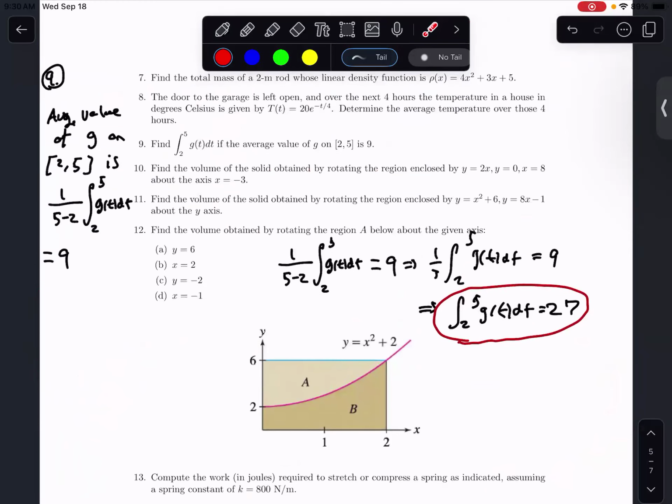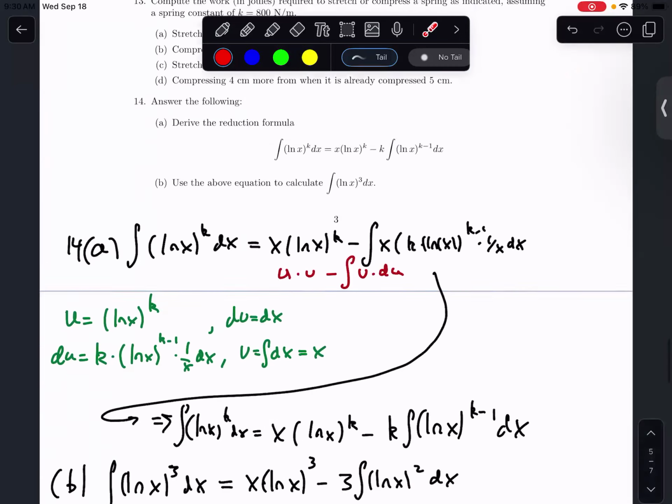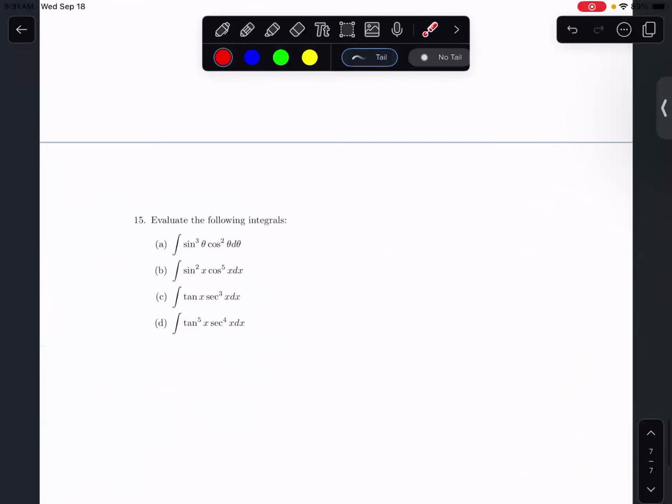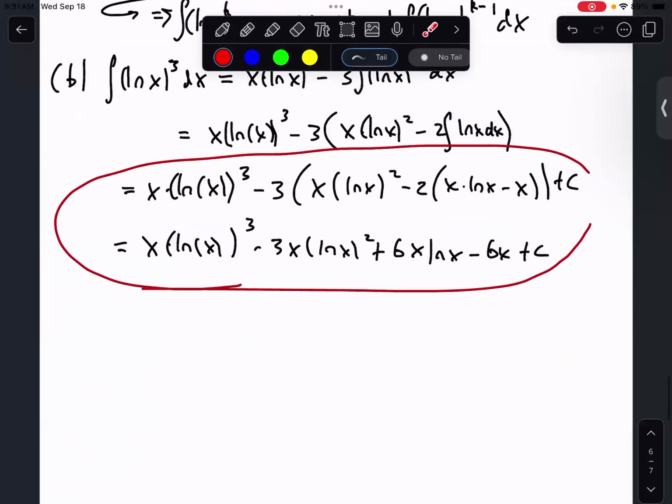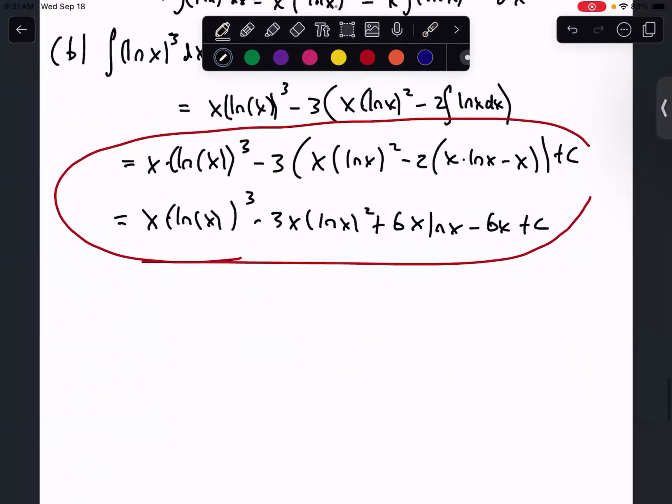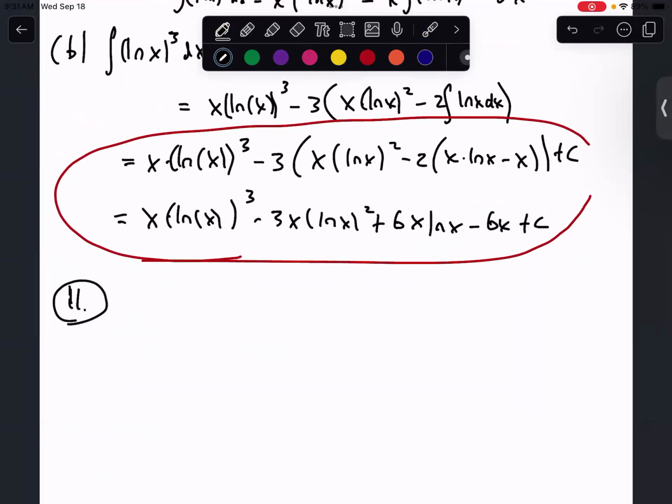Okay, next is number 11. For number 11, it wants you to find the volume of the solid obtained by rotating the region enclosed by x squared plus 6, and 8x minus 1. Let me write it down. I need more space for this one, so we'll just do it underneath here. So this is problem 11. I'll write down the problem just so that I know what's going on.